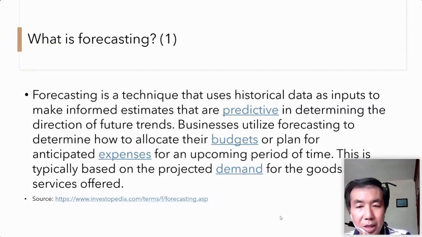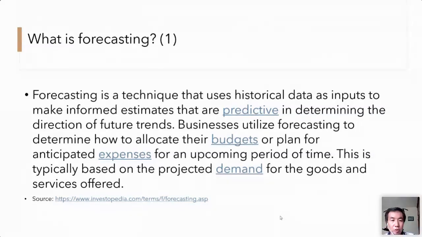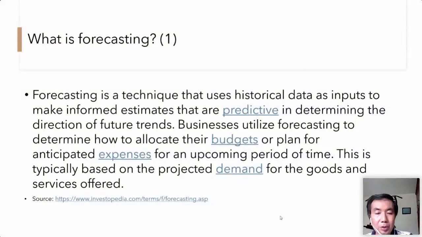In terms of traditional forecasting, they always mention that forecasting is a technique that uses historical data as inputs to make informed estimates that are supposed to be predictive of what's going to happen in the future. Once you have predicted what's going to happen, you can help the business determine how much to allocate to their budgets and plan for anticipated expenses for the coming period of time. Whatever we plan for is based on what you project in terms of demand for goods and services offered. So what you see here is just some traditional definitions.